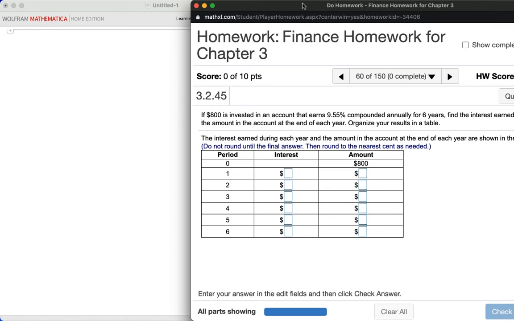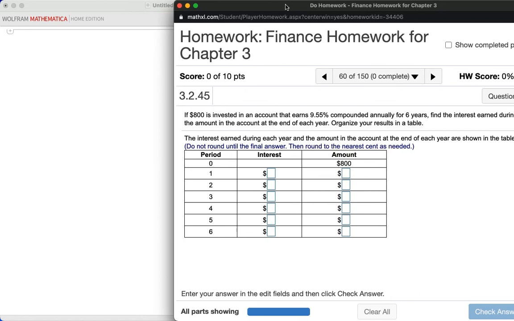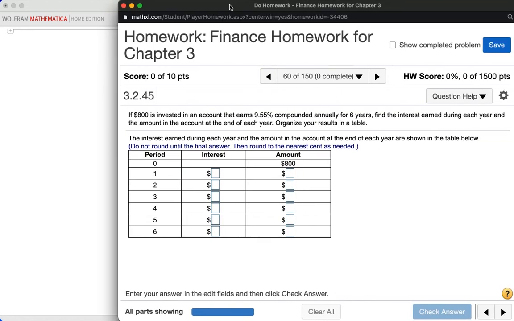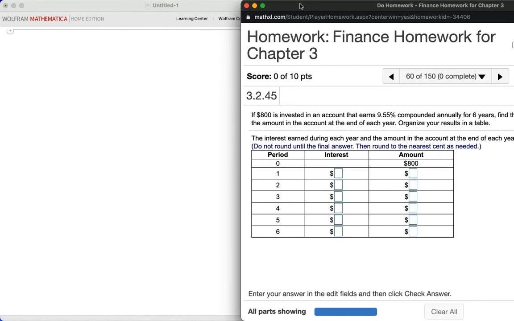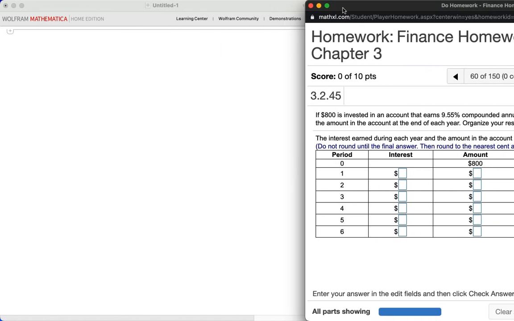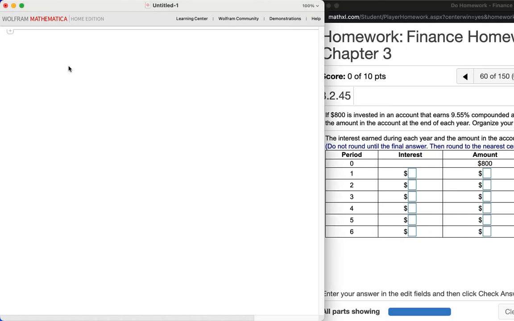If $800 is invested in an account that earns 9.55% compounded annually for 6 years, find the interest earned during each year and the amount in the account at the end of each year. Organize your results in a table. So let's see.